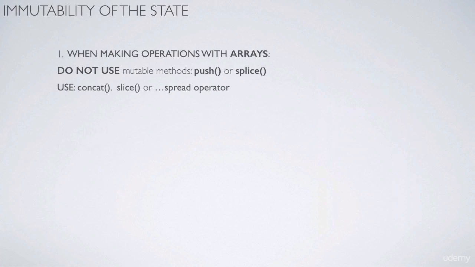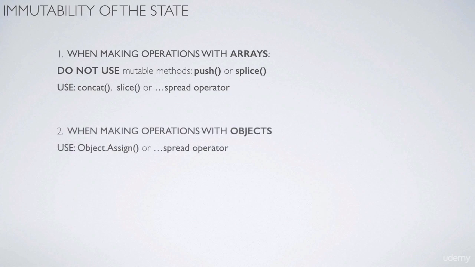Finally, if you still don't feel comfortable with how you should approach Redux to prevent state mutation, don't worry. Later in the course we will write many different operations and we will consider many different scenarios. But in principle, when making operations with arrays, you should use concat, slice or the spread operator. Never use push or splice. Instead, when making operations with objects, you can use Object.assign or again the spread operator.